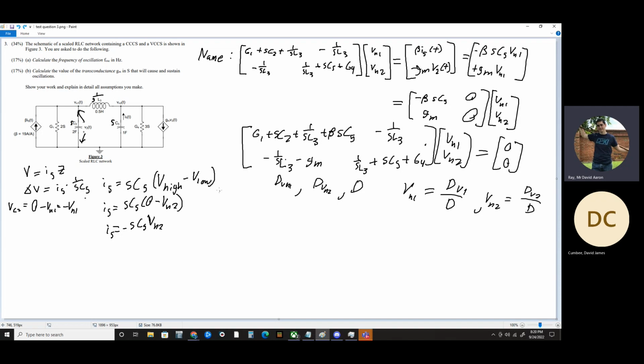So for that, the best way to go about it is to plug in numbers already. Just go ahead and plug in values for G1 and C2 and L3. Later on in exam 2, that might not be possible.